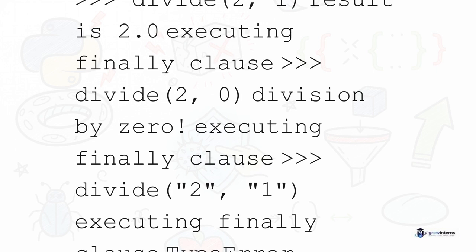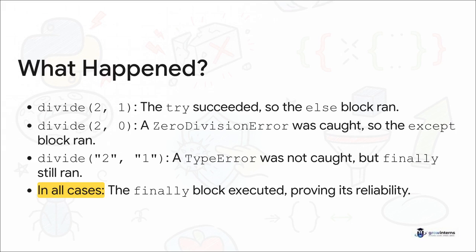But here's the really interesting one. Divide 2, 1. This causes a type error, which we didn't plan for. We don't have an except block for it. So the program is about to crash. But wait, even then, the finally clause gets to run one last time before everything goes down. It is unstoppable.